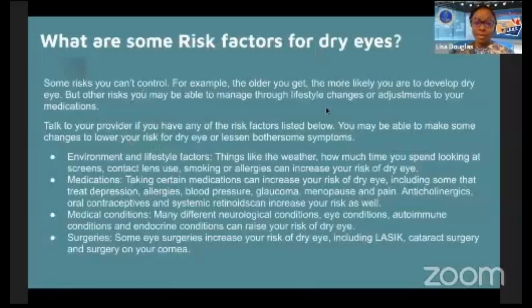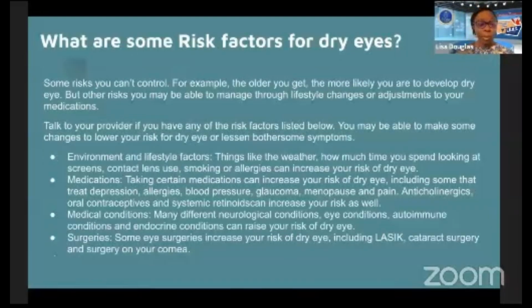So what are some risk factors for dry eyes? Some risk factors you can't control. For example, the older you get, the more likely you are to develop dry eye. But other risks you may be able to manage through lifestyle changes or adjustments to your medications. Talk to your provider if you have any of the risk factors listed initially and those that I'm going to be talking about. You may be able to make some changes to lower your risk for dry eye or lessen bothersome symptoms, like environmental and lifestyle factors, things like the weather. Those are things that you can't really control, right?